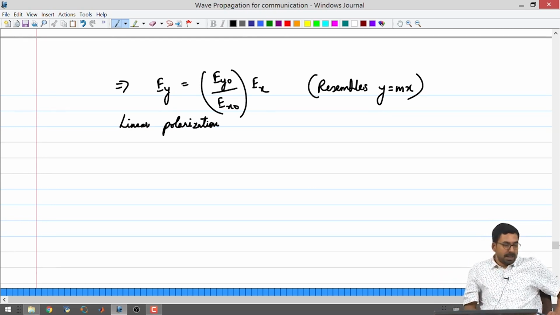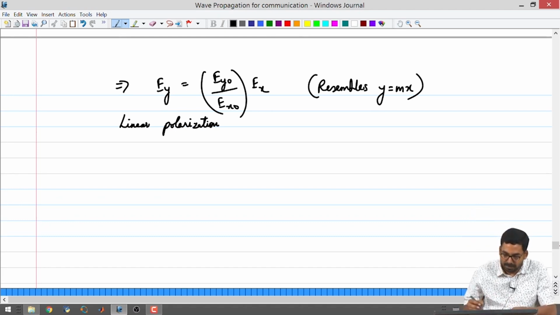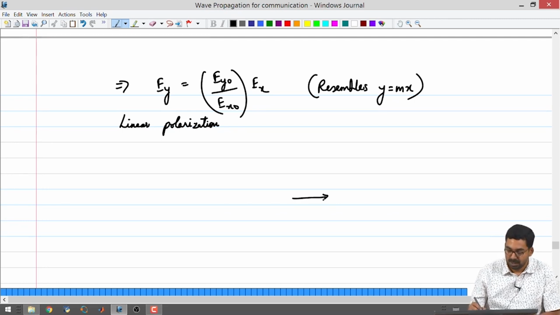Now, one of the things that a person can do is try to see, at all instants of time, what shape describes this kind of polarization. That means that at every instant of time, you will take an x component, you will take a y component, and you will draw the resultant.